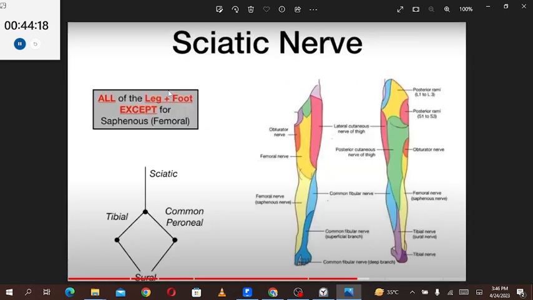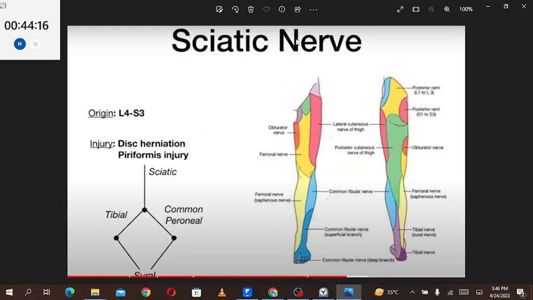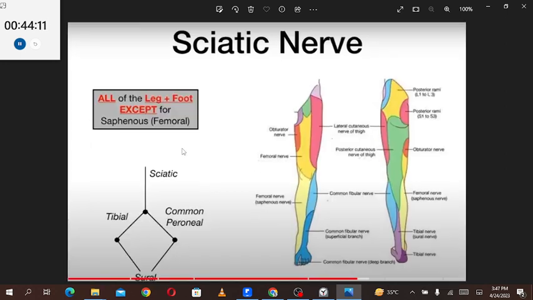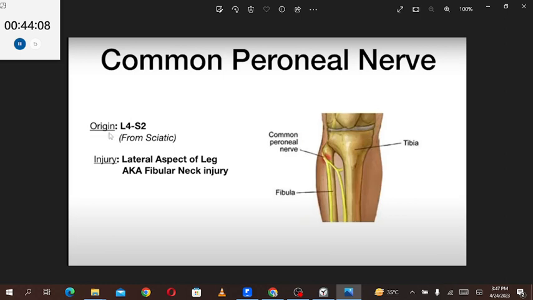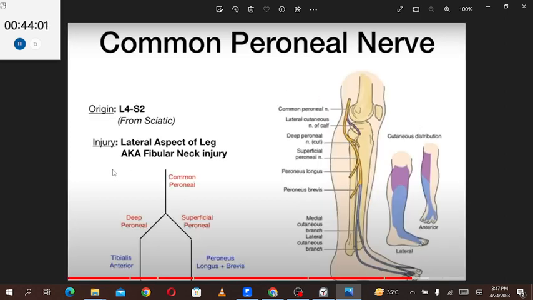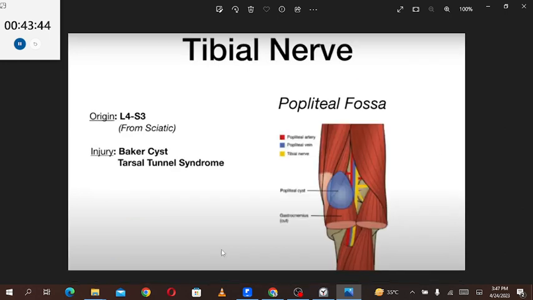Sciatic, common peroneal. So there was one thing, that the sciatic nerve is also damaged due to disc herniation. I guess we discussed that. Yeah, we discussed that. Okay, so the common peroneal nerve, L4 to S2, from the sciatic nerve, injury at the lateral aspect of the leg, also known as fibular neck fracture, as you can see here. Then the common peroneal nerve gets divided into the deep peroneal nerve and superficial peroneal nerve. The deep peroneal nerve will supply the tibialis anterior in the anterior compartment of the leg, while the superficial peroneal nerve will supply the peroneus longus and brevis, which are in the lateral compartment of the leg.